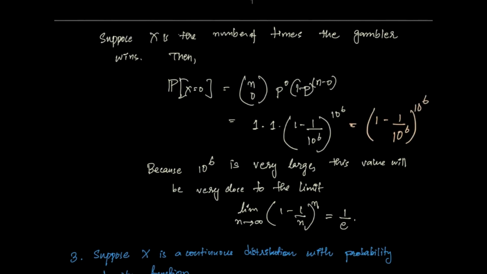In limits, you have done this, right? As n goes to infinity, 1 minus 1 by n whole to the power n goes to 1 by e. Now 10 to the power 6 is a very large value, so this thing will be very close to the limit 1 by e. Note that even if you leave the answer at the earlier level, you should get the necessary marks. This is icing on the cake. 1 by e is not the exact answer. What I'm saying is that this value is very close to this limit, which is 1 by e.